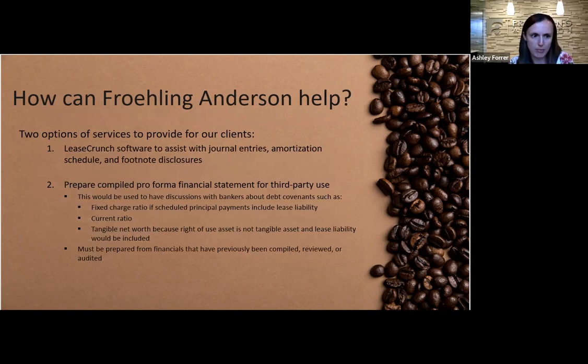So how can Fraley Anderson help? A couple of options for how we can help you guys implement this new standard. One thing that we're doing is using a software called Lease Crunch. It's just a website that you go to. You have your own login. We have our own login, so we can see what you're doing on there. And you can add your own leases and that kind of stuff.